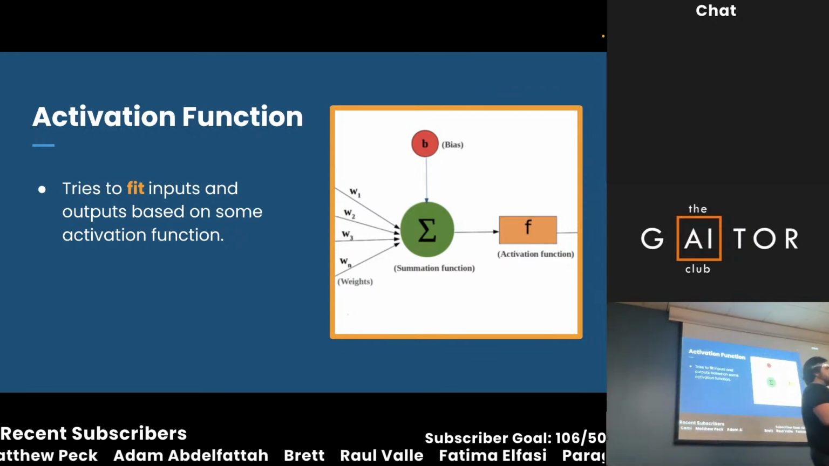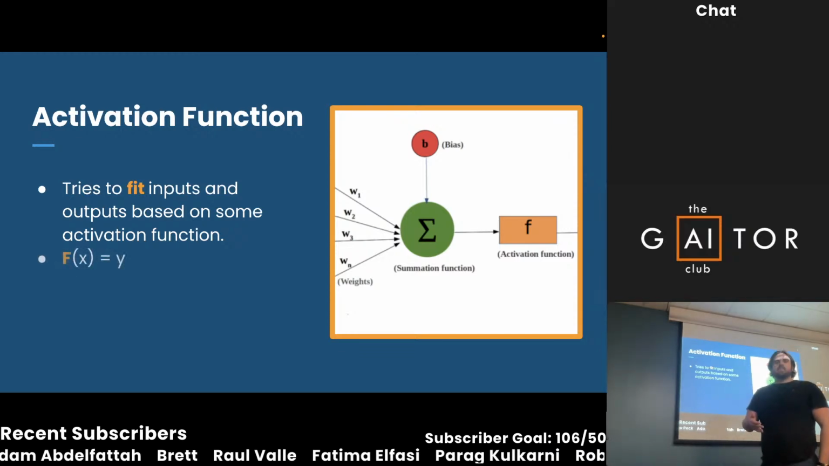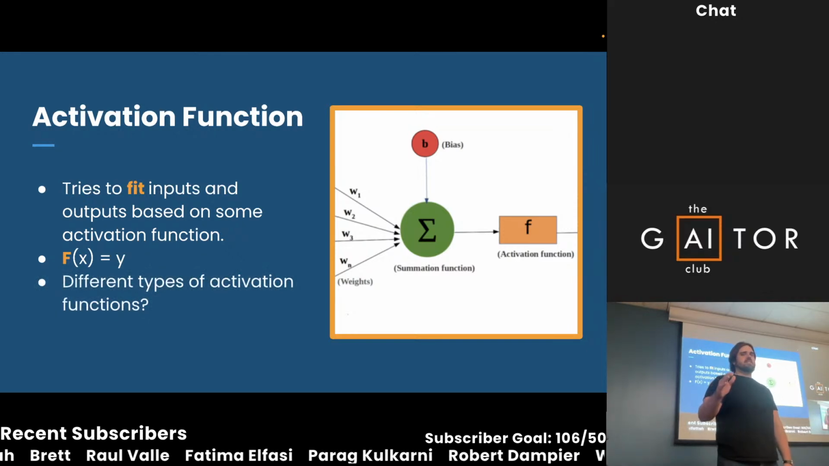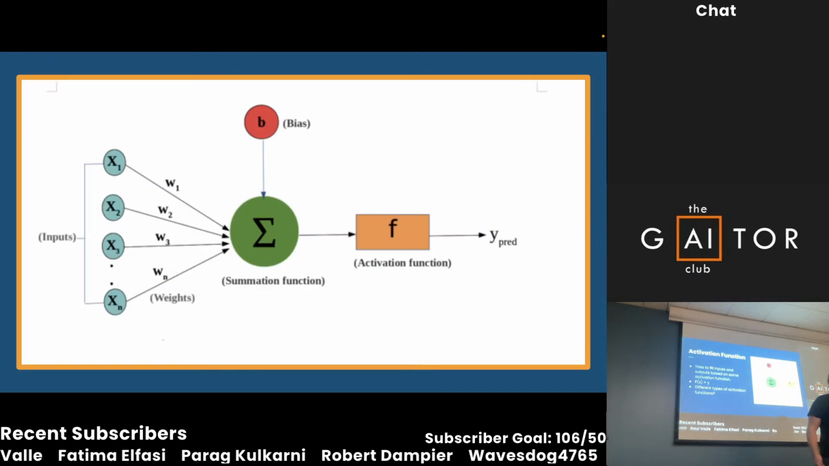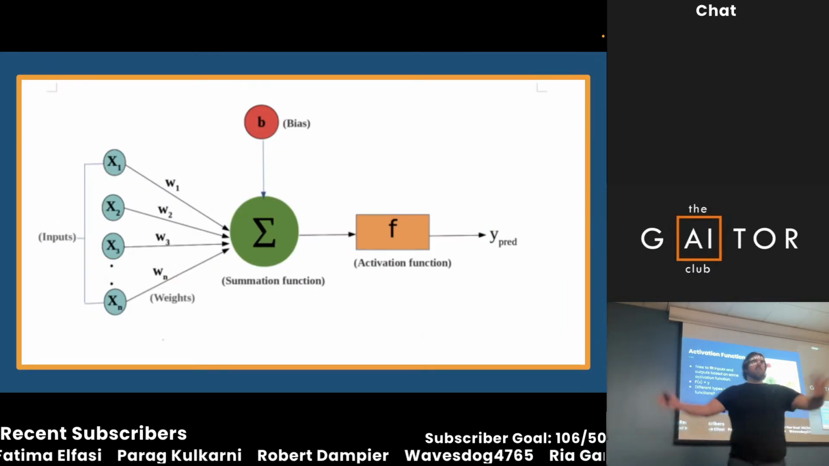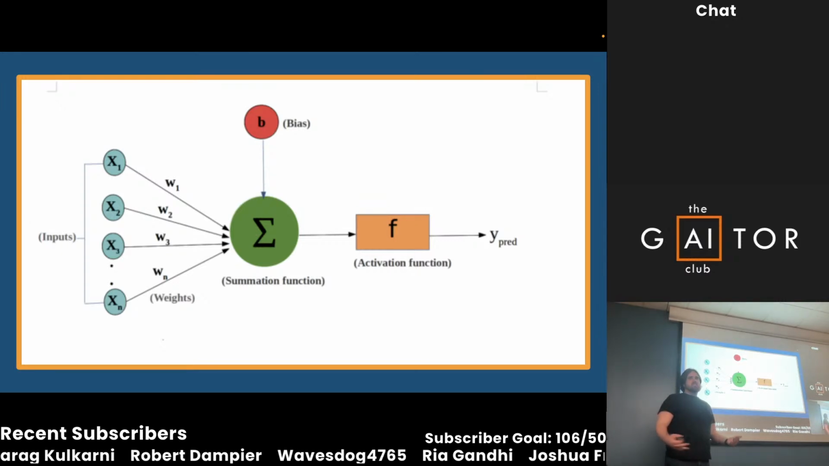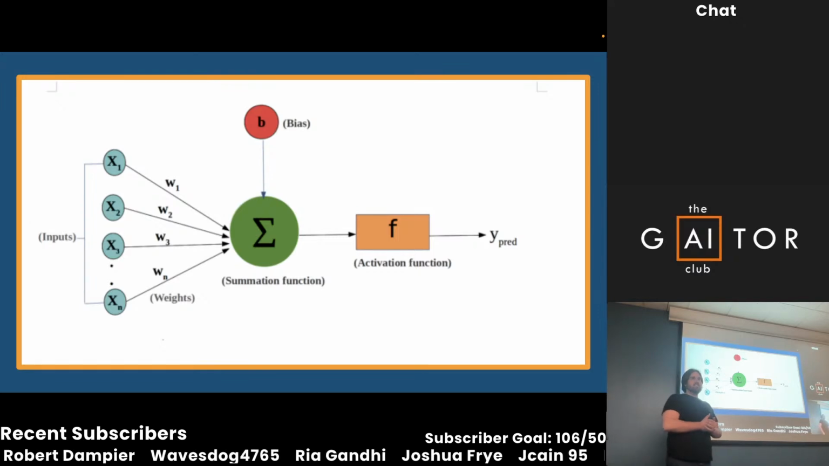This function defines the shape of what function you're trying to fit to. Is anybody confused about that? Because I'll go over it. Okay. So there are many different types of activation functions. So overall, does that make a lot more sense now? Are there any questions before I go on?